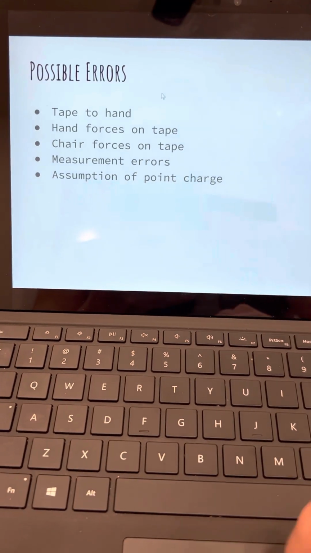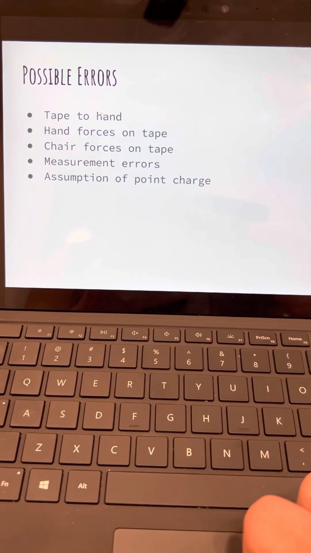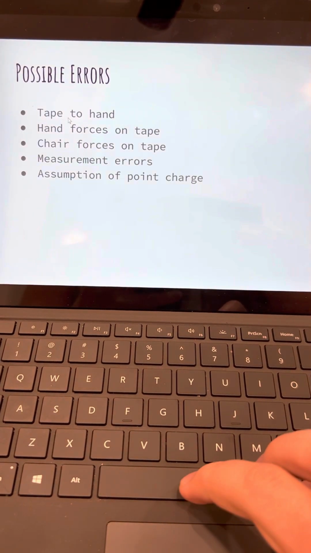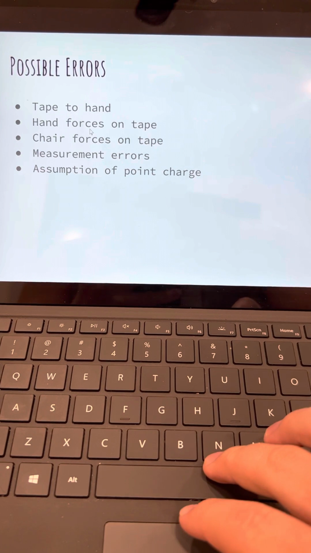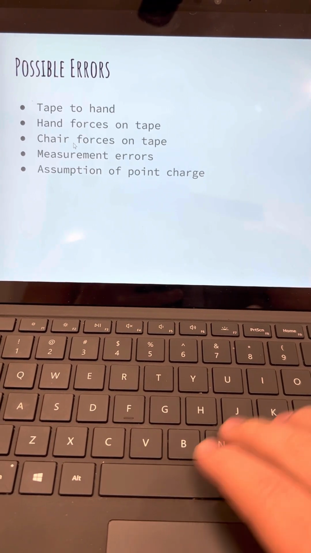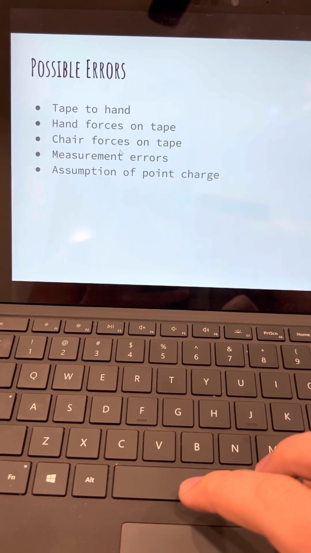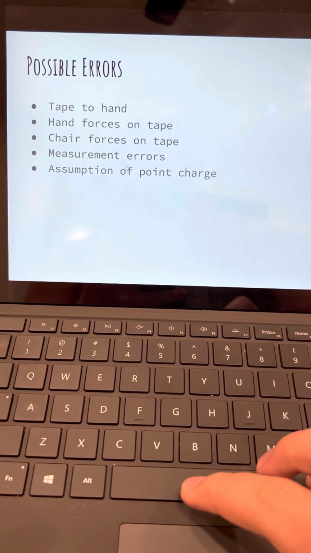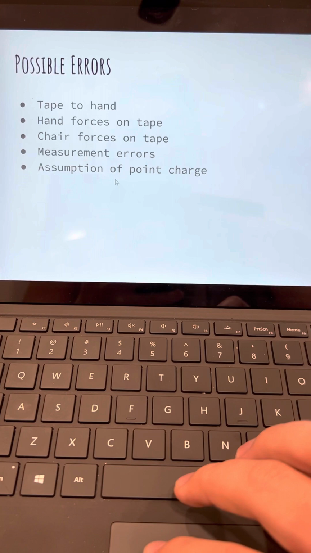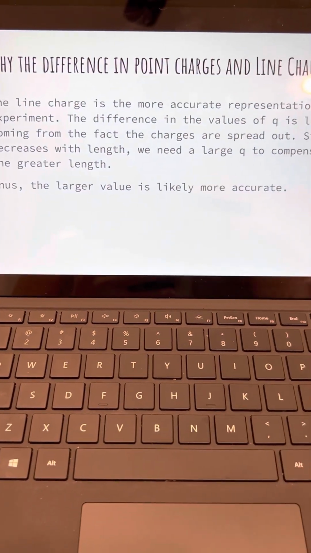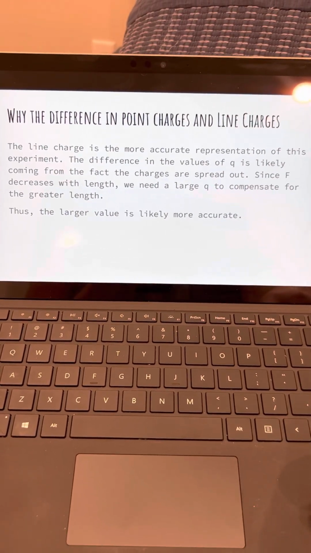Some possible errors: when we did the experiment, the tape touched my hand, which could have taken away some electrons. My hand could have been attracting the tape down. The tape seemed to be attracted to neutral things too, like the chair. Measurement errors and the assumption of a point charge could change things a lot, which leads straight into this question: the difference between point charges and line charges.